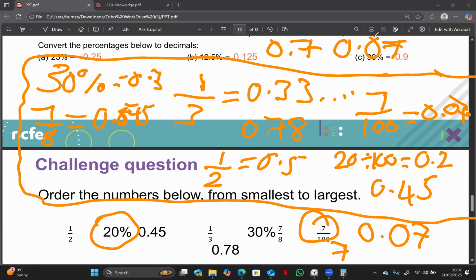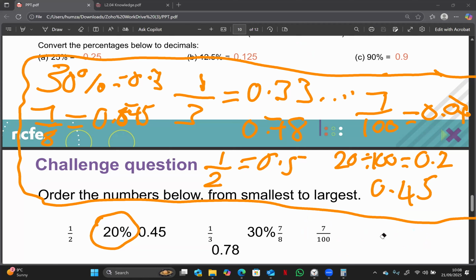Do you understand? Yeah. Okay, so what's the smallest then? Smallest is 7. Yes, it's 0.07. So number one will be this. This will be number one for us.